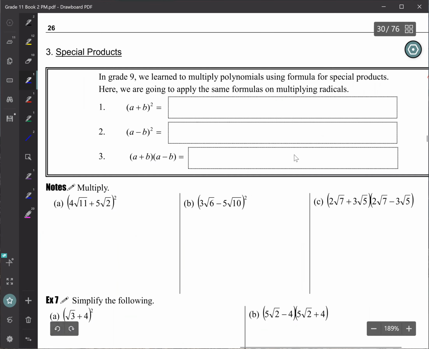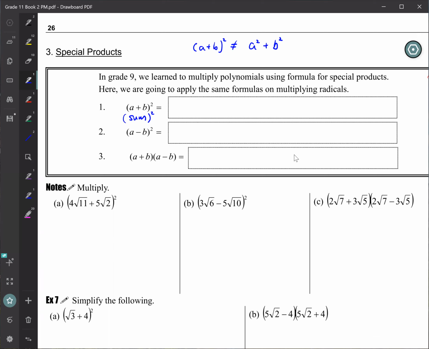I called it the sum. Inside is adding, it's a sum and then square. So what is the formula for that one? Remember, it does not equal a squared plus b squared. You cannot just bring the square inside. So what will be the correct formula for this? Any volunteer?